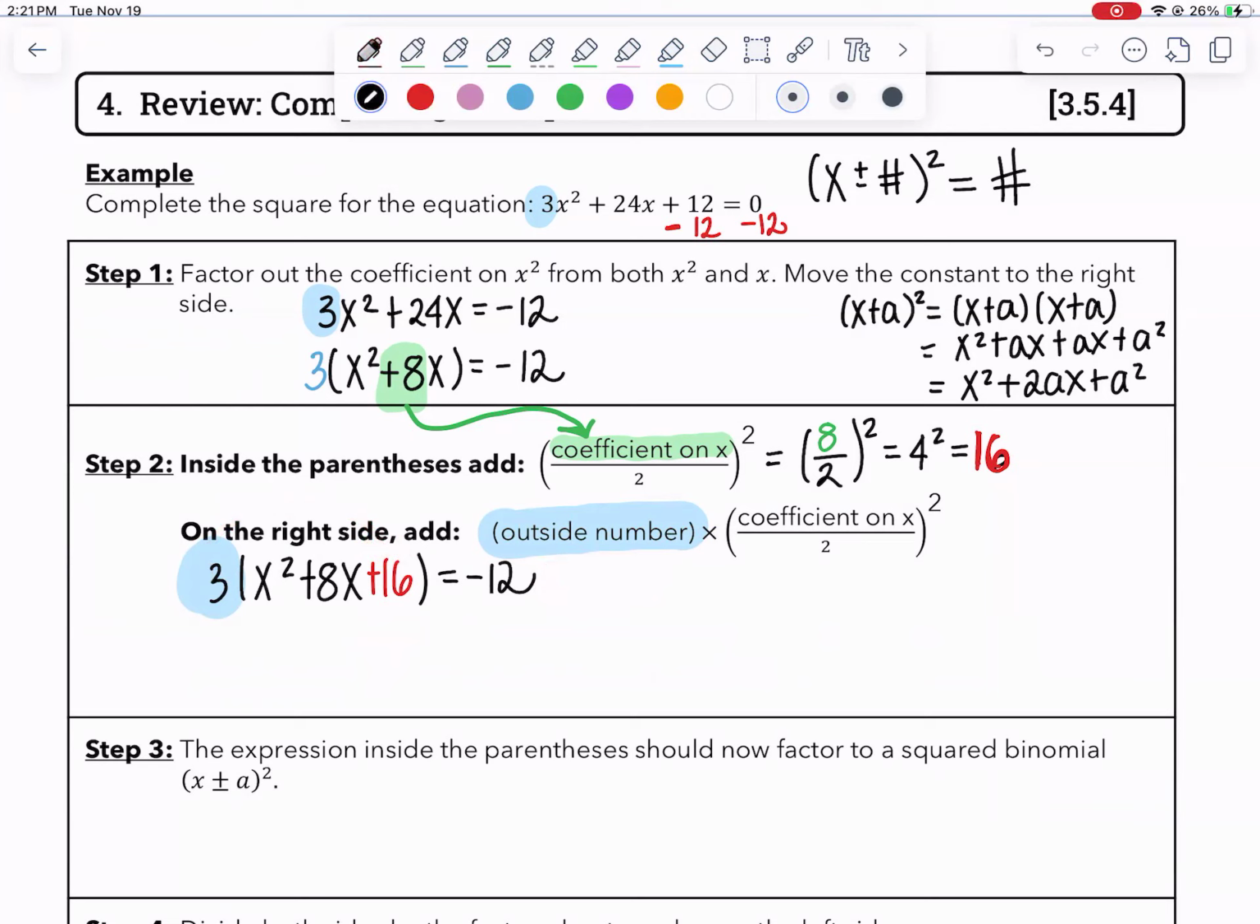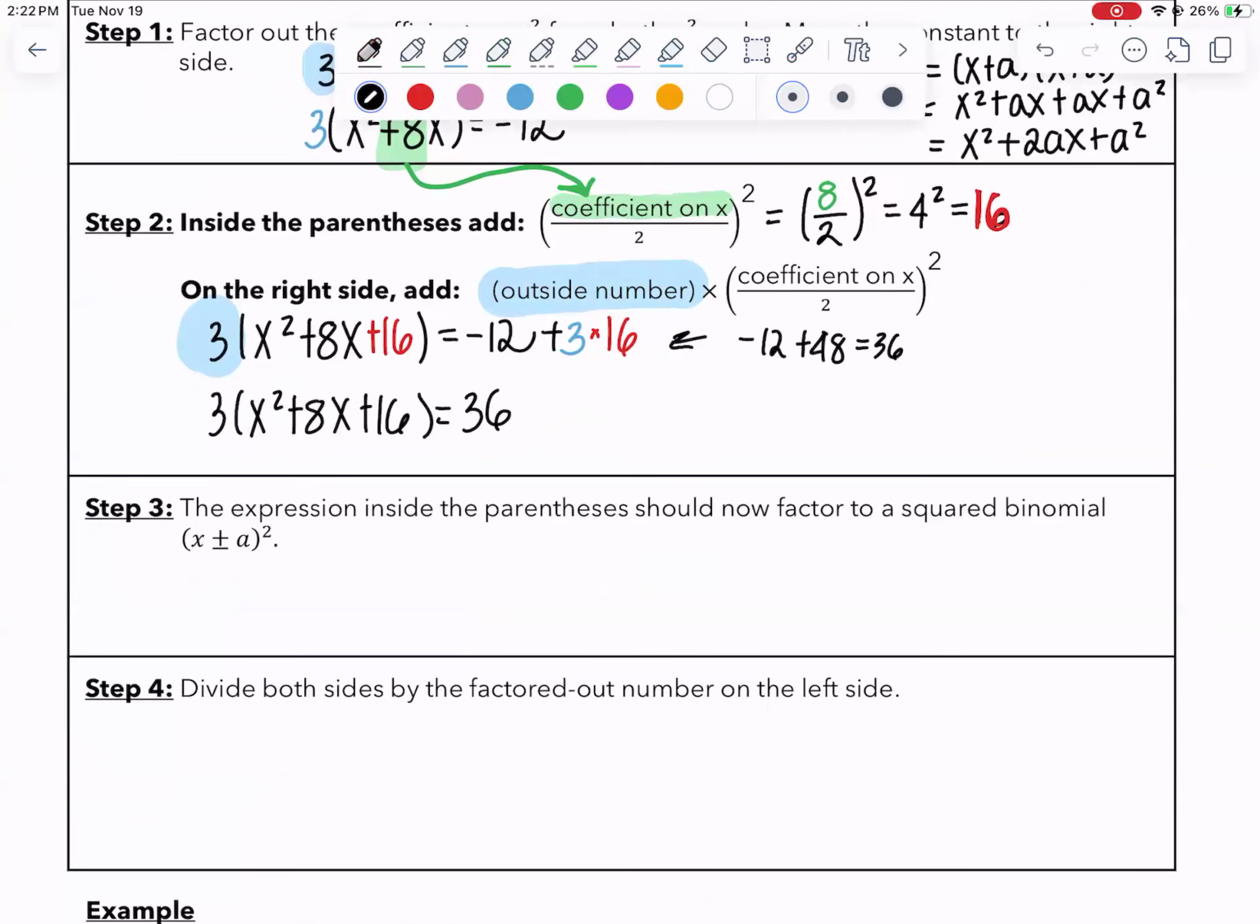So this is going to be plus 3 times 16. So you have 3 times x squared plus 8x plus 16 is equal to, if you do that math, negative 12 plus 48. This is negative 12 plus 48, and that is 36. Now, this thing right here will factor, and it will factor into something nice.